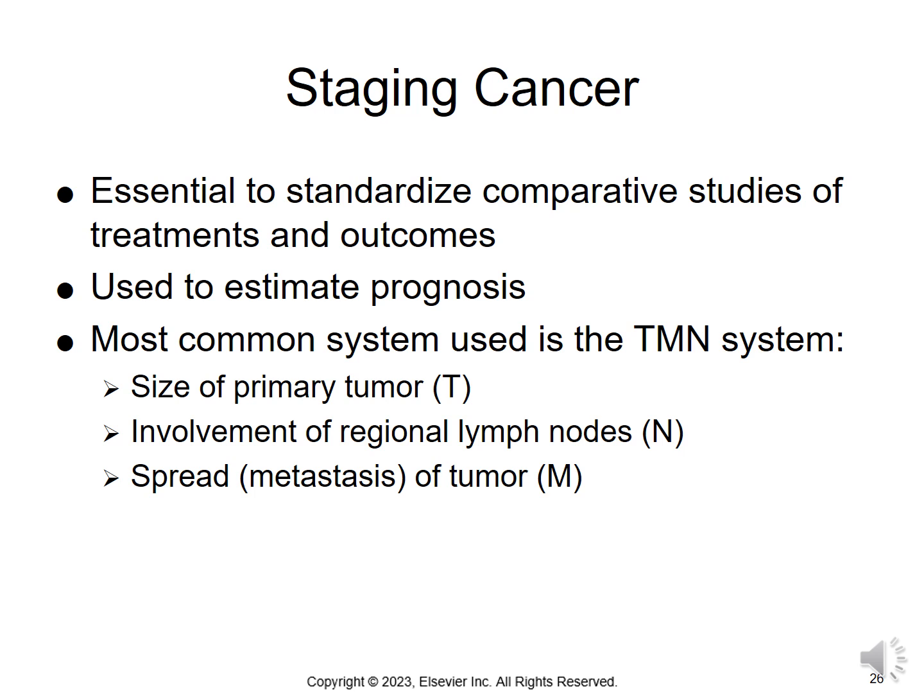Staging of cancer is a classification process applied to a specific malignant tumor at the time of diagnosis. The staging system describes the extent of disease at the time and helps provide a basis for treatment and prognosis. So again, staging systems are based on the size of the primary tumor, which is T, the extent of the involvement of the regional lymph nodes, which is N, and spread or invasion of metastasis of the tumor, which is M.